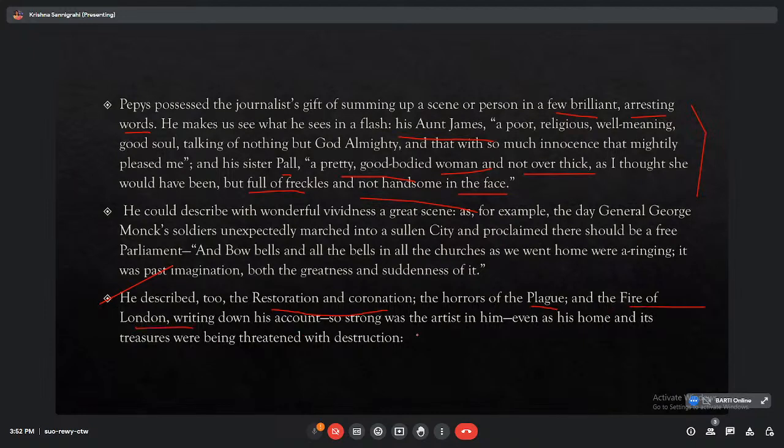Writing down his account, so strong was the artist in him, even as his home and his treasures were being threatened with destruction. So he described the restoration of the king and coronation of the king and the horrors of the plague, fire of London. Writing down his account, so strong was the artist in him, even as his home and his treasures were being threatened with destruction. So even when there was the threat of destruction at his own home for his own things, even then he was writing down these ideas very, very vividly.